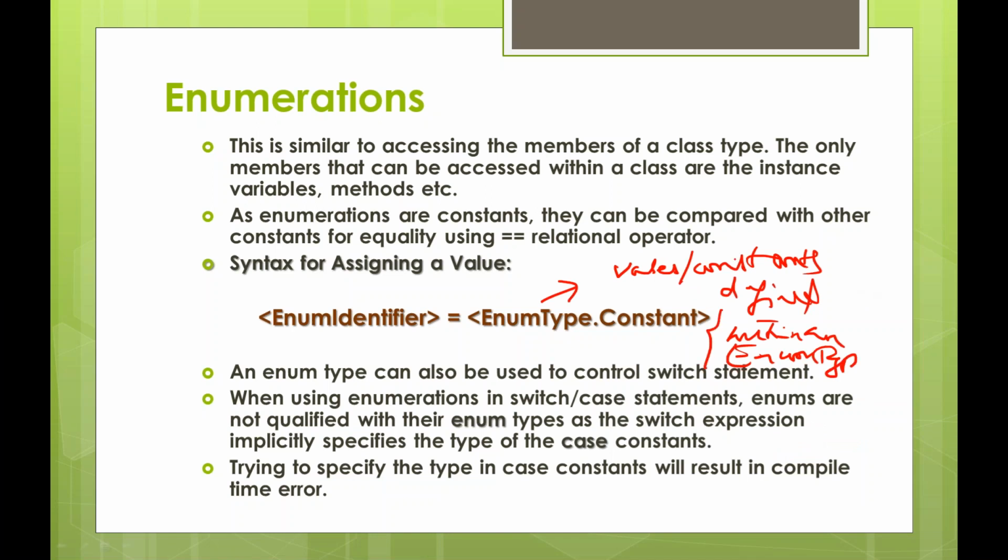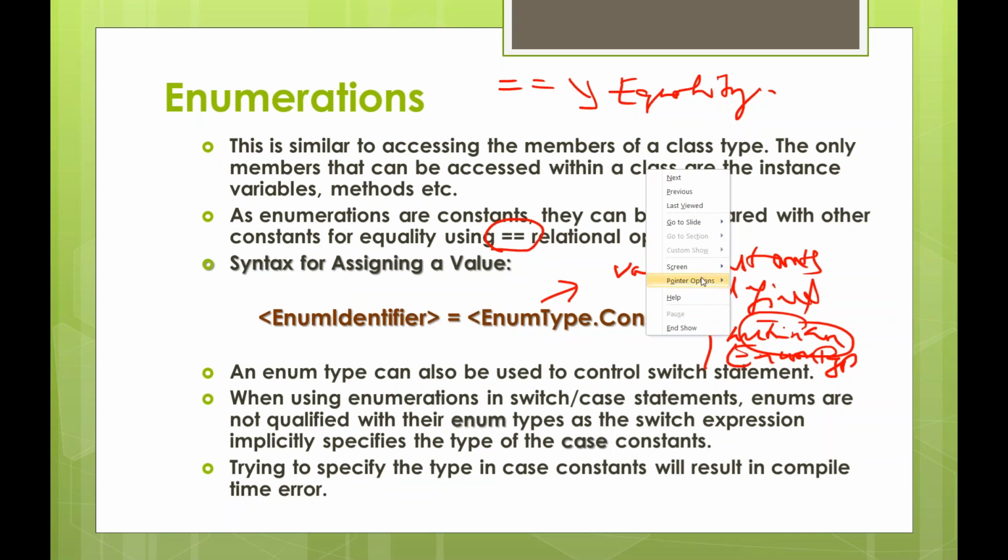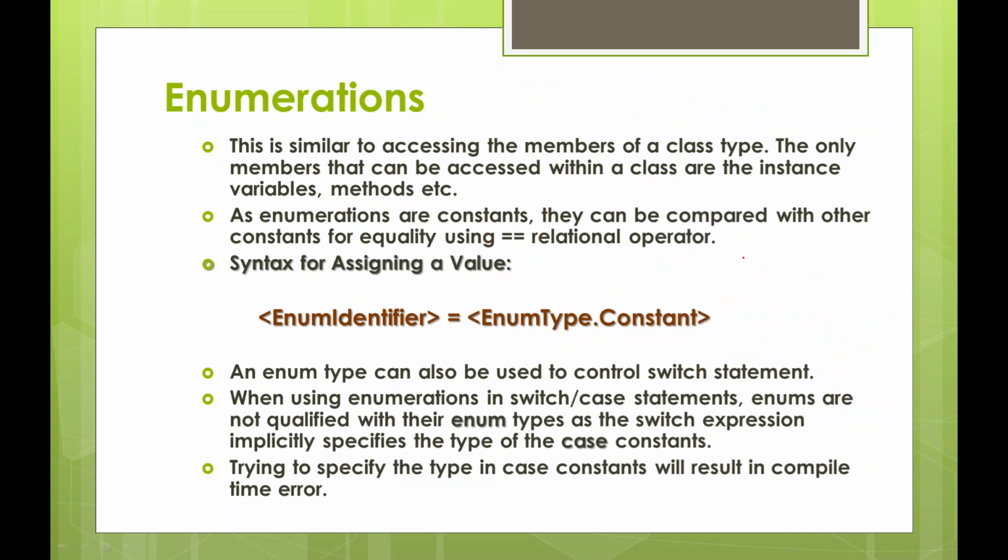Constants that are defined within an enum type. Since these are all constants, we can use the relational equality operator to check for their equality. Okay, we'll see all these things with an example.